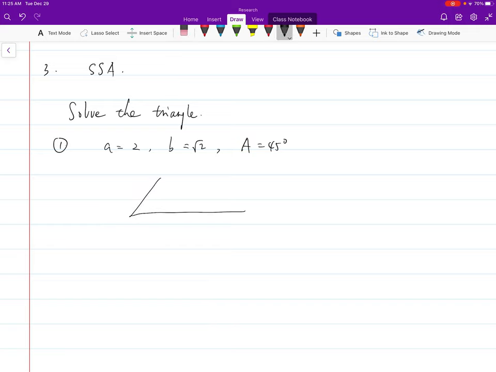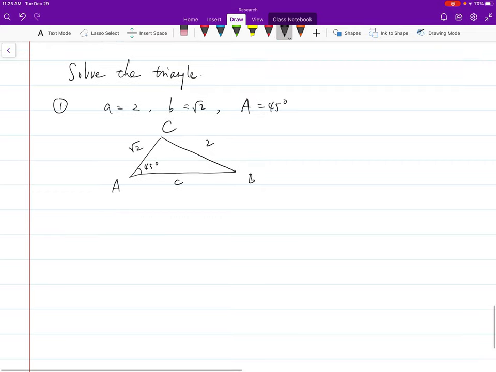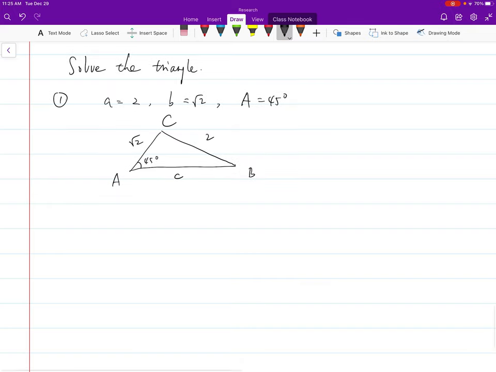Okay. The first one, let's draw it. Try to be as accurate as you can. Sometimes that will reveal some information that you don't observe if you don't draw them carefully. Okay, so roughly I have A, B, C. If you don't like this, you can of course put B here, but really you're just flipping the whole triangle. So it doesn't matter which way you draw it. All right.